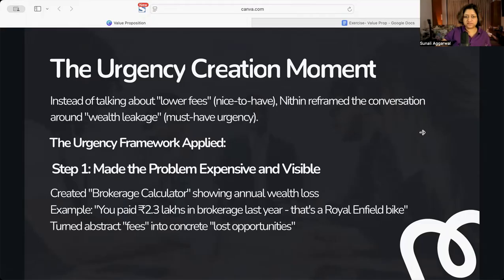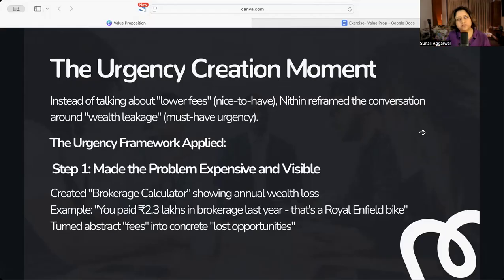Have you realized that you are losing money? That terminology, do you know that you're losing money, is a better pitch than saying lower fees, right? So they kind of made the problem expensive and visible. They started giving these numbers to people and saying, you're losing about 2.3 lakhs a year?